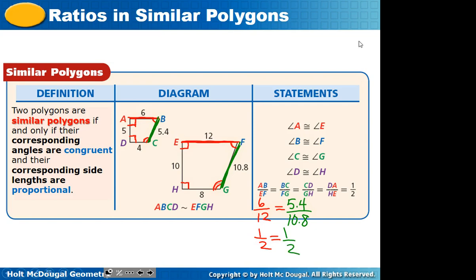Okay, our next pair of sides are down here. We got CD and HG. So again, we got 4 over 8, and I think we all know that that's 1/2. And our final one, and I'm going to do it in green as well. So this one is green here, AD and EH. So that's 5 over 10. And that too is 1/2.